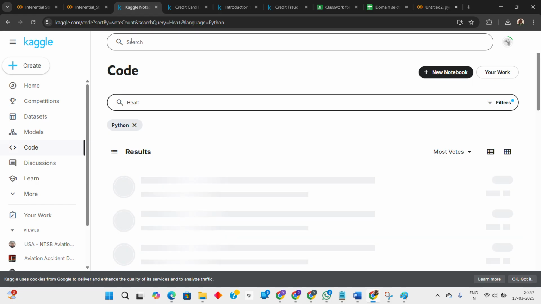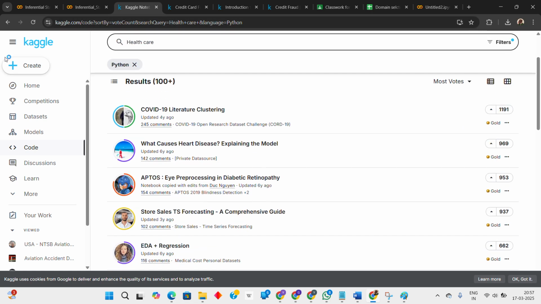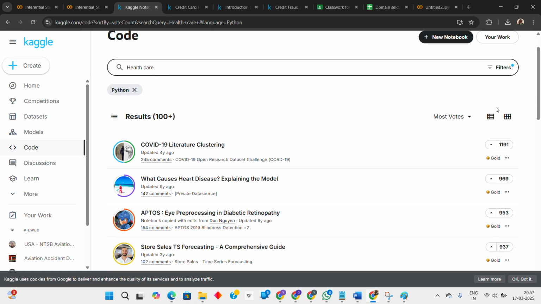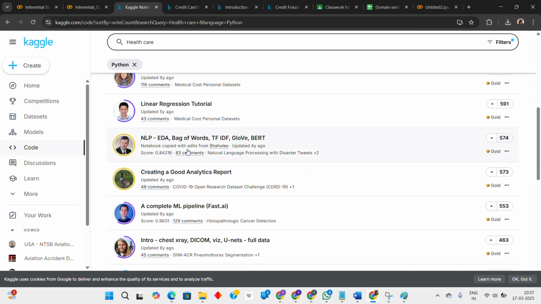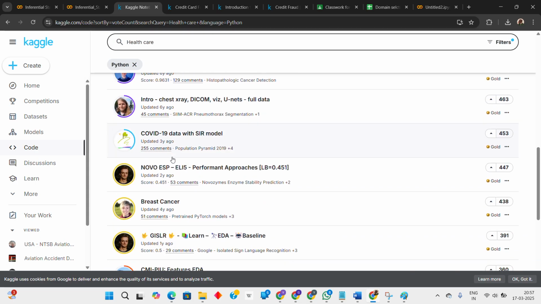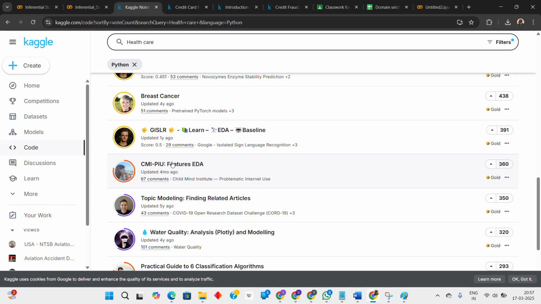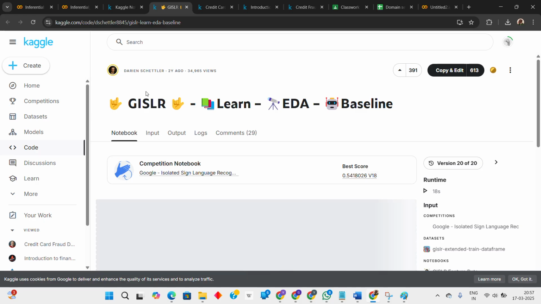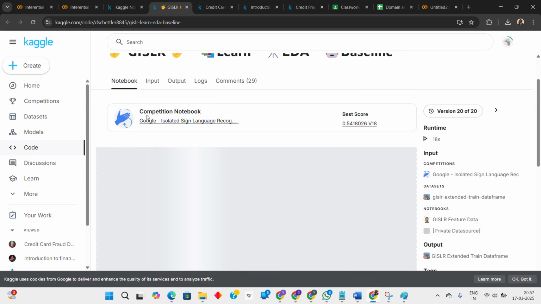Okay. So healthcare. If you type healthcare, then you can see COVID-19. This is 4 years ago, 6 years ago, 3 years ago, and again all are upvotes, highest upvotes. And 5 years, 4 years, 6 years, 6 years, 3 years. You can find 1 year ago. Okay, some recent data. ISLR, learn EDA baseline.